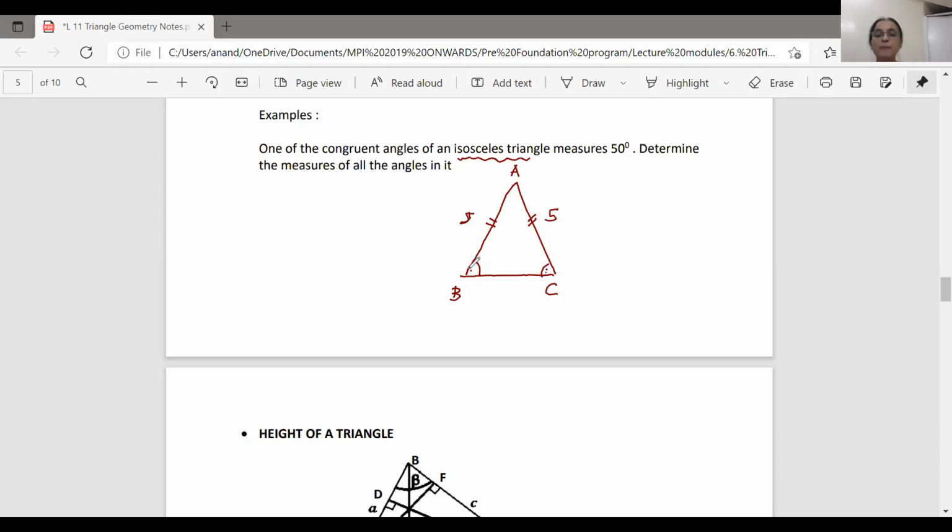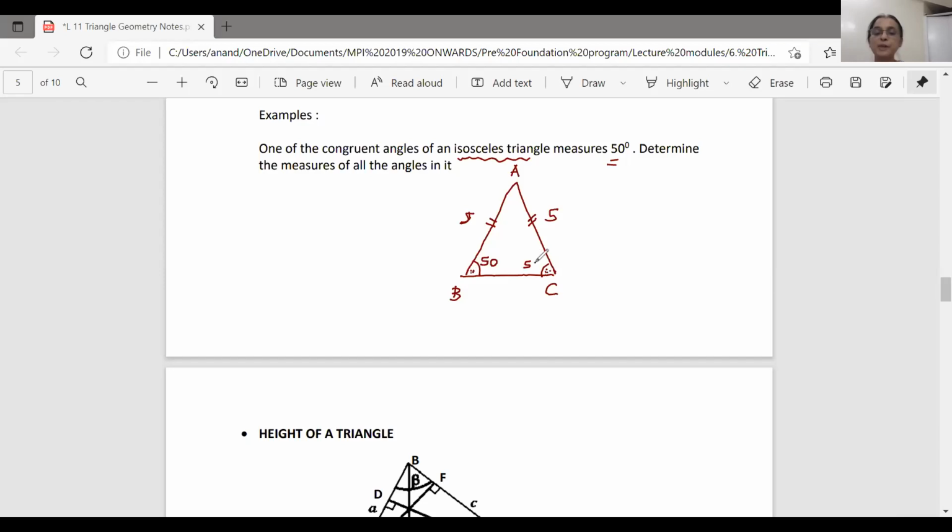So what they are saying, one of these angles of the triangle is 50. Determine the measures of all the angles in it. How do we solve this? Now, what do I know? That if one angle is 50, I know these two angles are of the same measure. They are congruent. And if this is 50, this is also 50.